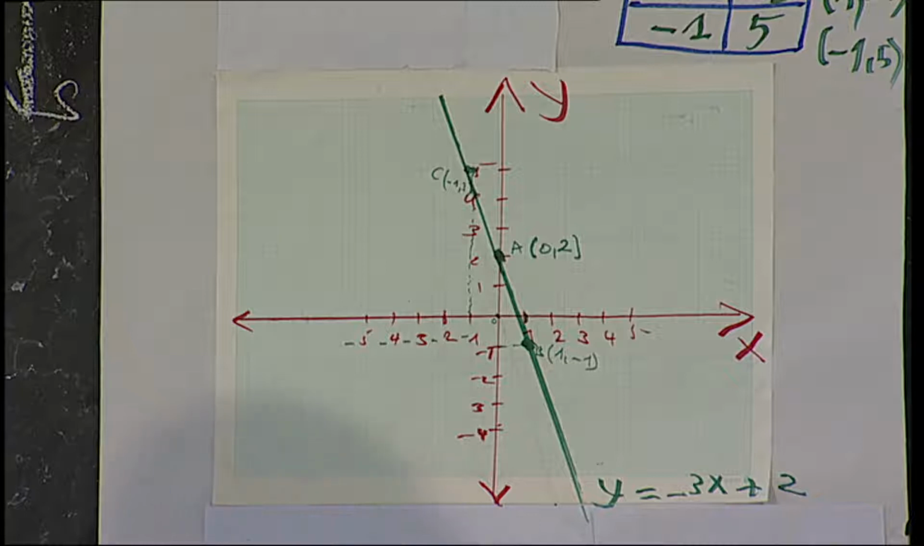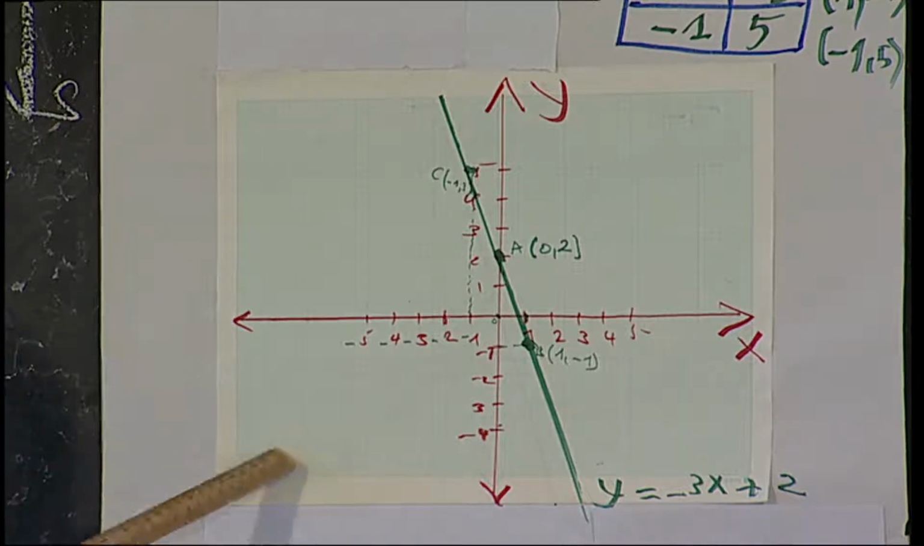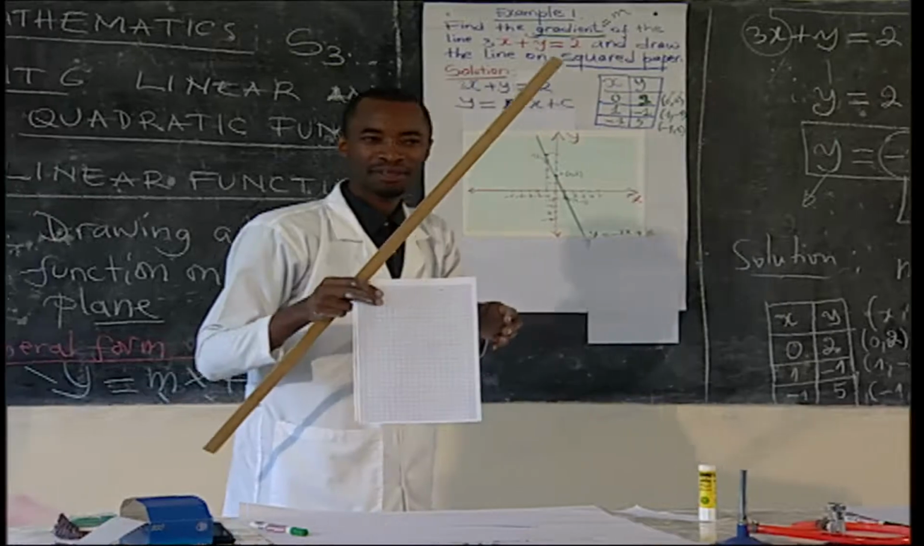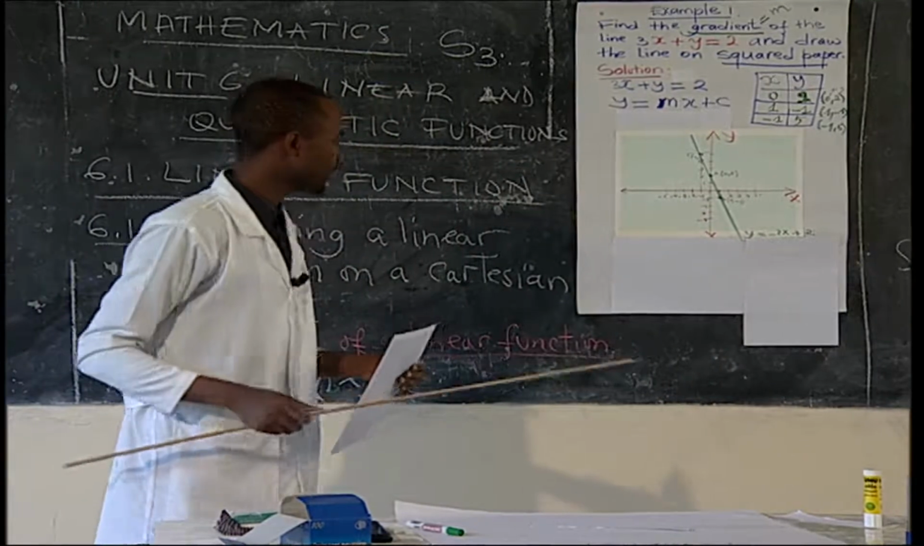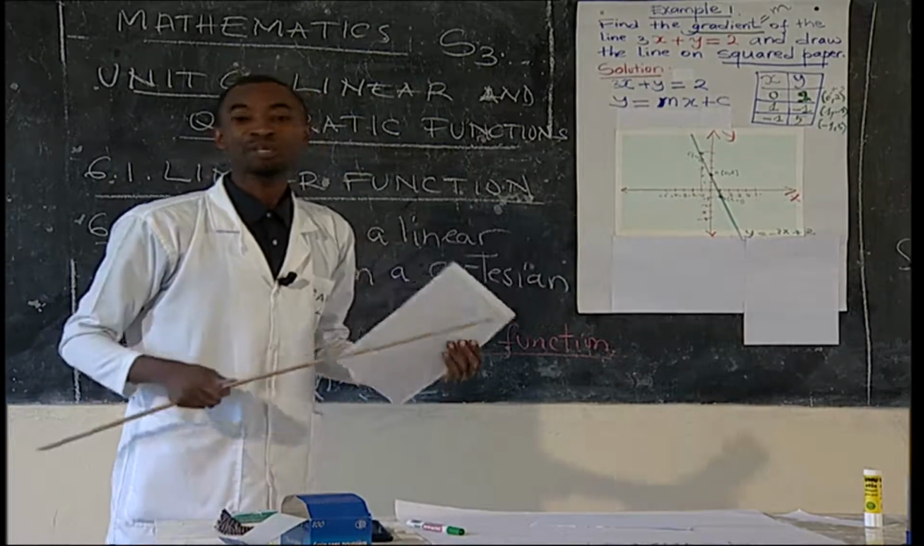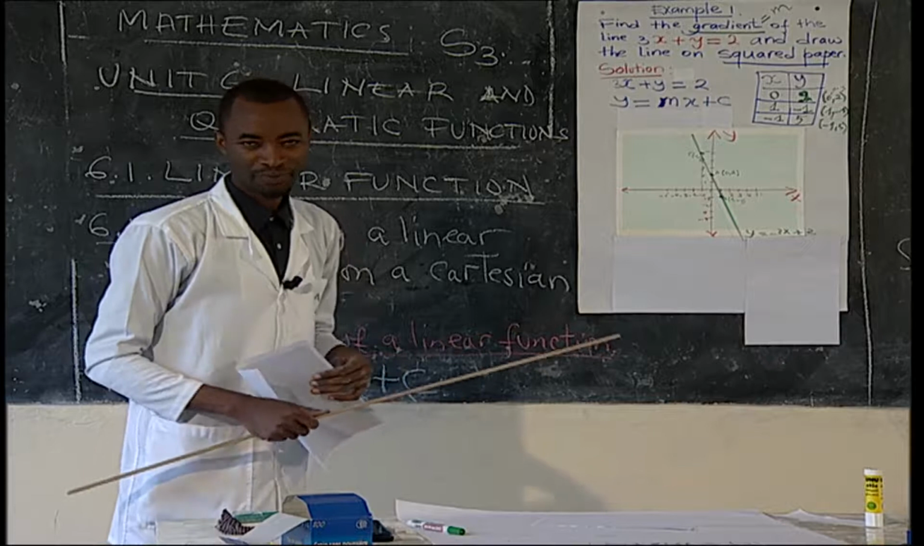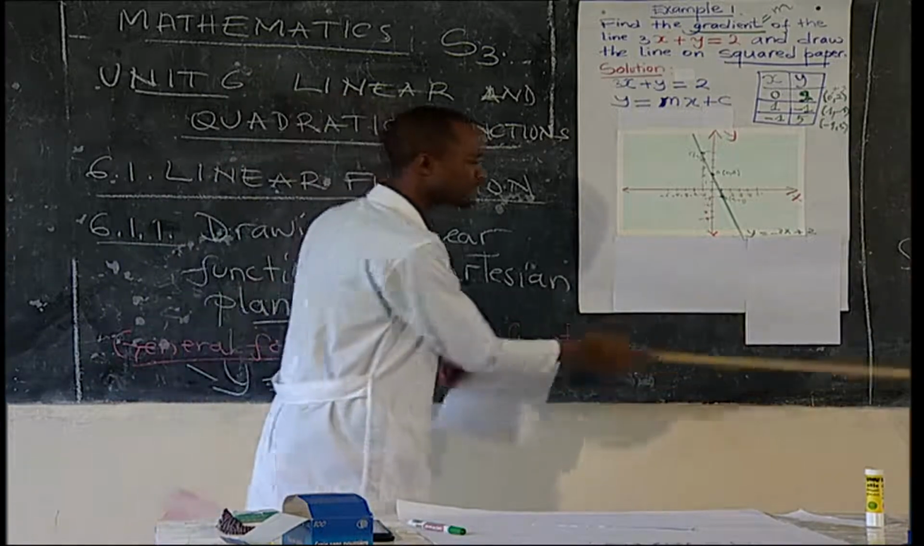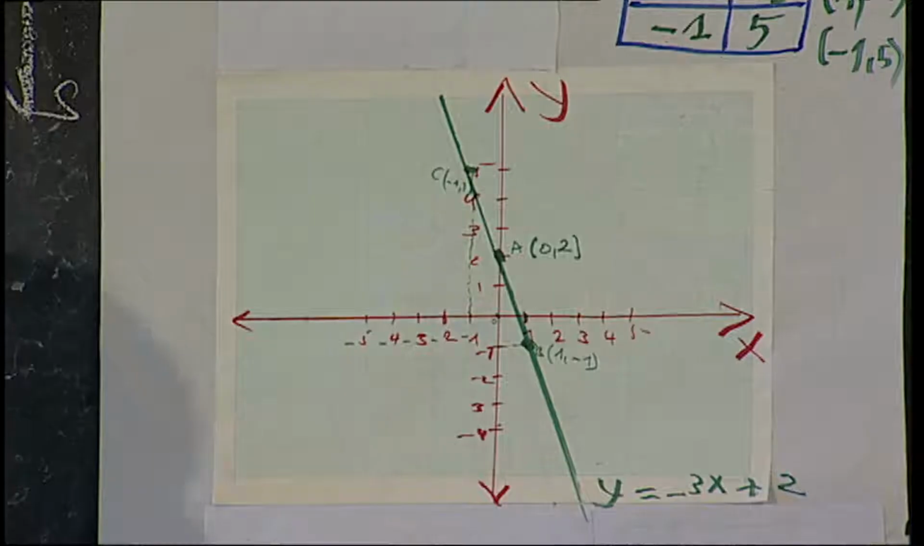I hope you have seen how to draw a line on a Cartesian plane. Do you remember what you need to have? You need to have a graph paper. And after having a graph paper, you need to know how to determine the coordinates of the points of a line. You have also to know how to find them by using this table. When you finish working on that, it becomes very easy for you. I hope you've understood this.